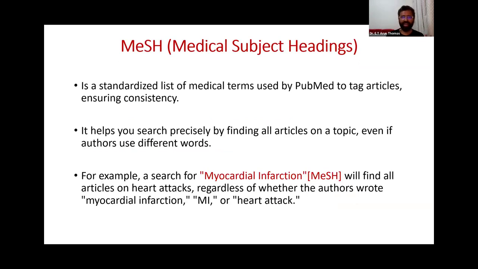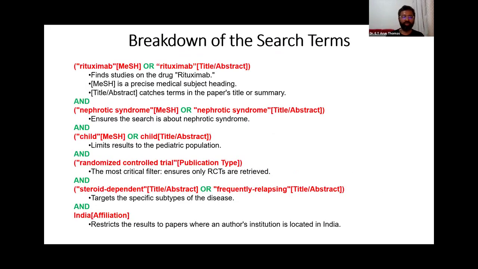First of all, there is a MeSH heading, that is Medical Subject Heading. For each heading title of an article, there is a MeSH word. For example, myocardial infarction is a MeSH word, but the authors may write in the heading myocardial infarction, MI, or heart attack, but the article is linked with the MeSH term myocardial infarction. If we use the correct MeSH term, whatever other word with a similar meaning comes in the title, doesn't matter, we can get the correct answer. So here I want to know rituximab in childhood nephrotic syndrome in India.